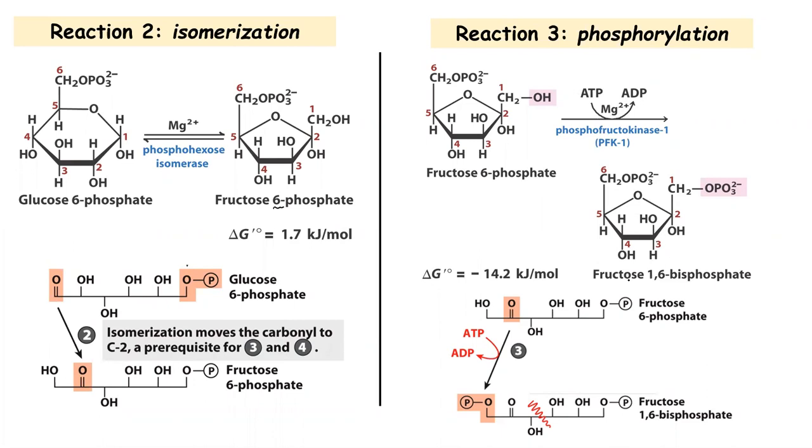And you can see now that the resulting product, fructose 1,6-bisphosphate. So 1,6 because the first phosphate is attached to the first carbon, and the other phosphate is attached to carbon number 6. Okay, so what we did is we added a phosphate group here.